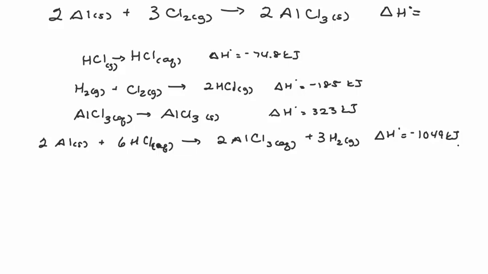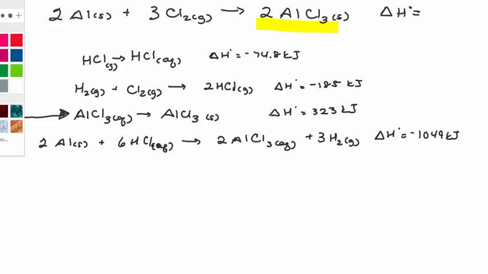So again, we start with our target. Look at the target. I need solid aluminum chloride on the product side. In all of my reactions, it's this reaction here, the third one, the aluminum chloride aqueous reacting to aluminum chloride solid, that has aluminum chloride on the product side. I need 2 moles of it, so I'm going to multiply this reaction through by 2. I'm going to change my colors. Hopefully that will keep everything organized, or at least a little organized.